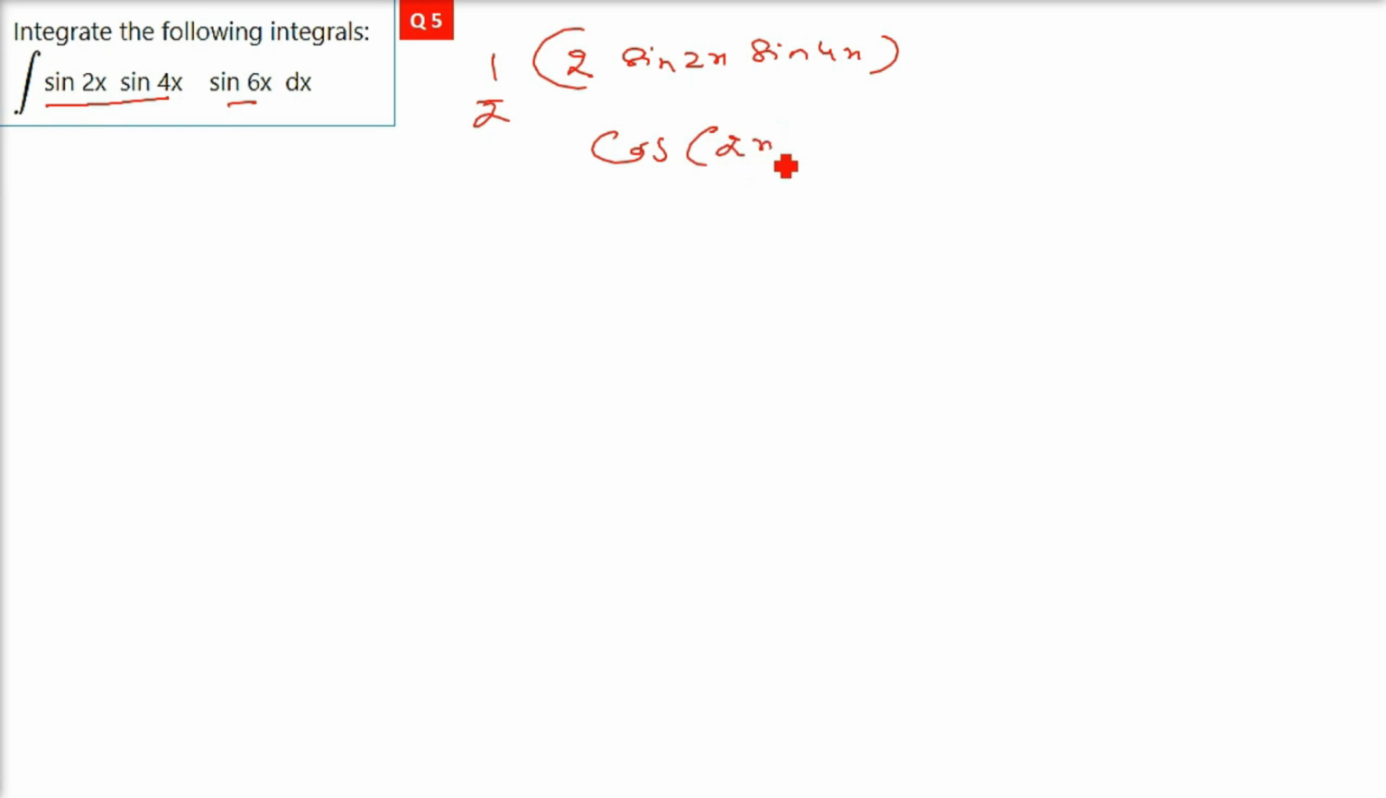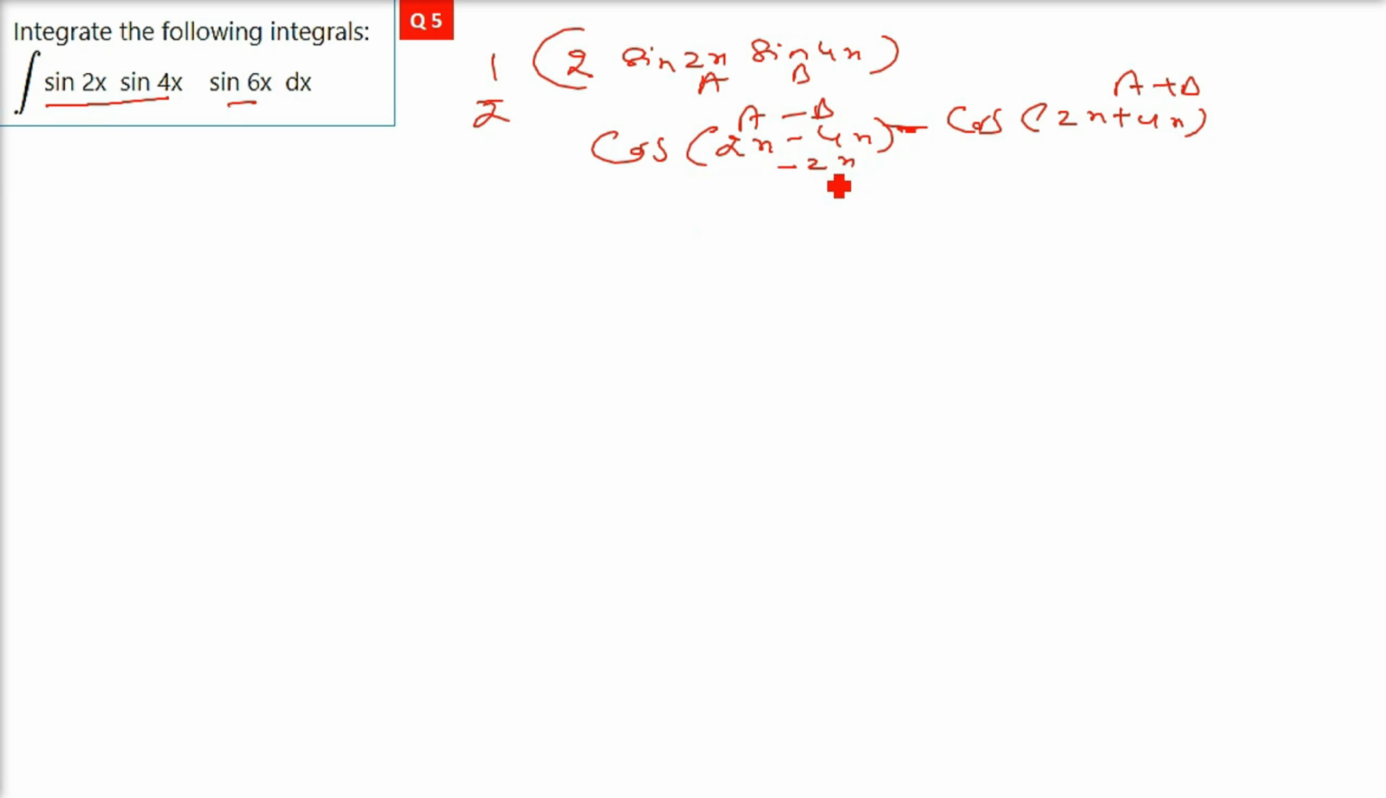If not, it will be cos(A minus B), and this will be negative in between: cos(A minus B) minus cos(A plus B). But cos of negative theta is plus cos theta, so there will be no effect at all. You could have taken sine 4x and sine 2x, 2 sine 4x sine 2x, like that. It's up to you. But as I said, cos won't be affected if it is negative inside. So cos(A minus B) minus cos(A plus B) is going to give you cos(2x minus 4x) minus cos(2x plus 4x).